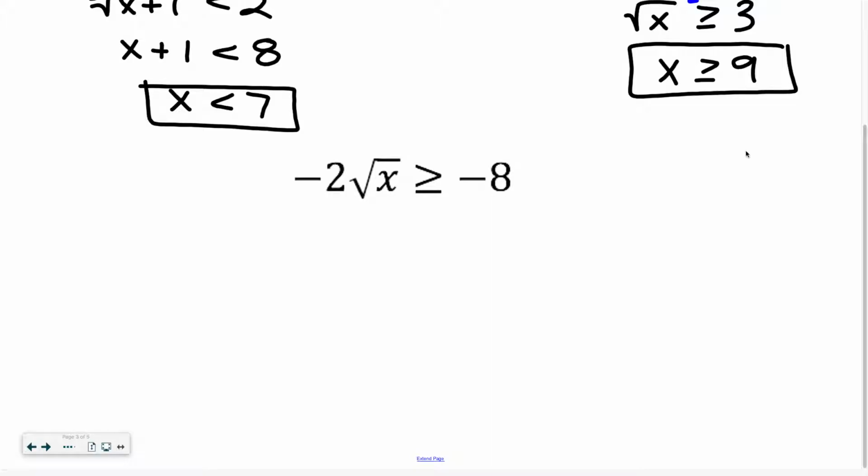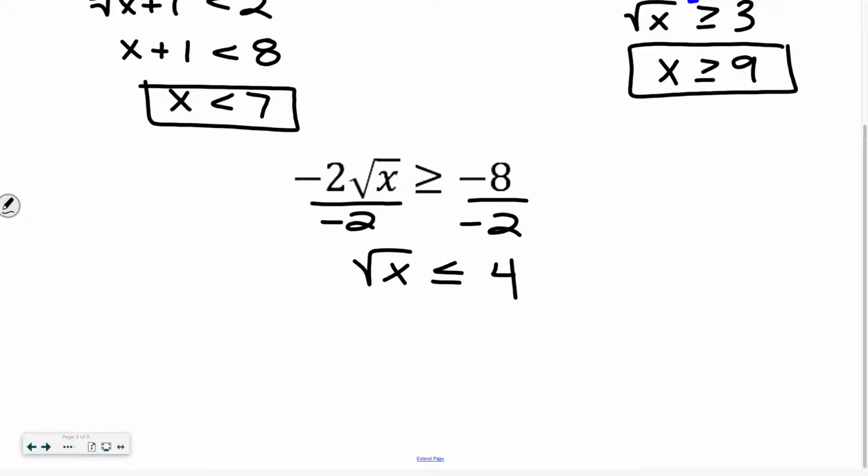This is negative 2 square root x greater than or equal to negative 8. What are we going to do first? Divide by negative 2. Flip the sign. Which means we have to flip the sign. So we have square root x is less than or equal to positive 4. Okay. What are you going to do next? Square both sides. So we get x is less than or equal to 16.